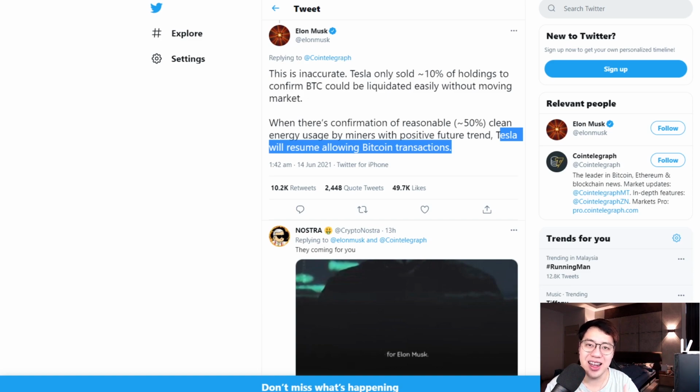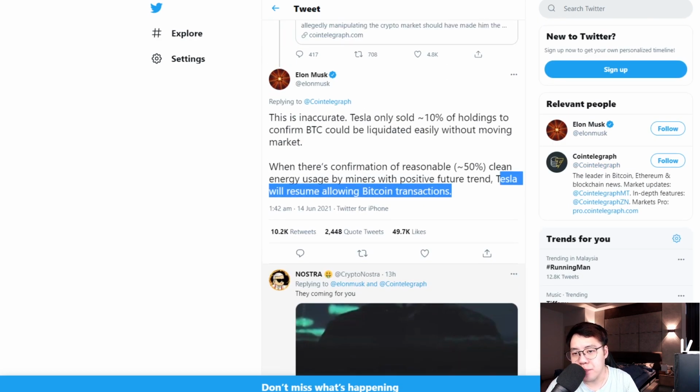So Elon Musk has tweeted for the past few weeks that they are no longer accepting Bitcoin transactions for buying Tesla cars, and right now he said Tesla will resume if there is reasonable clean energy usage by the miners with positive future trends. Definitely, renewable energy is one of the key things that we need to take note of.